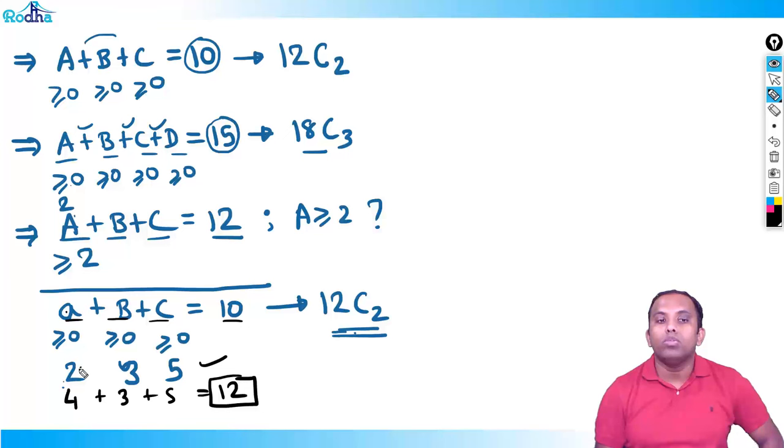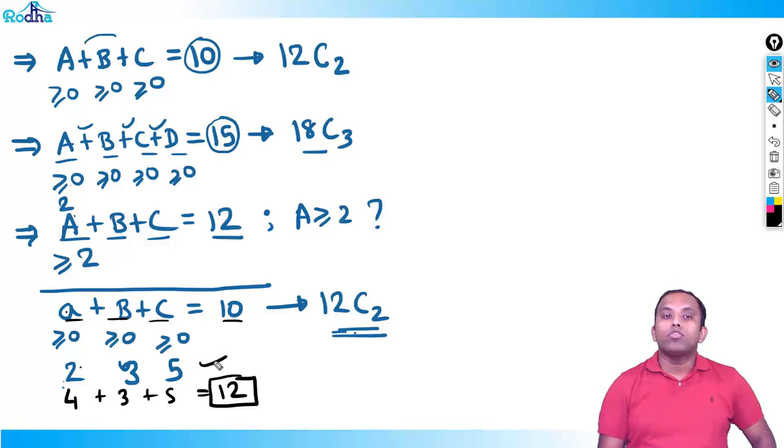So, A is getting 2. That means A is actually getting 4 because already 2 has been given to A, right? So, we are only counting the cases. So, cases is both same. But why are we doing it? Because if all becomes 0, we have a direct shortcut for it. If all becomes 0, we can directly write the answer is 10 plus 2, 12 C2.